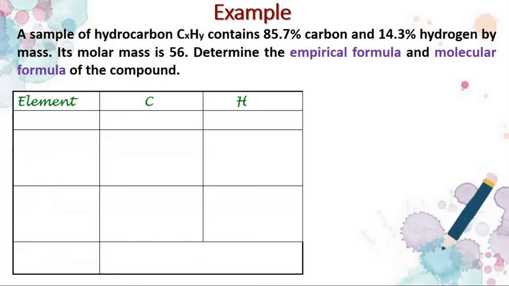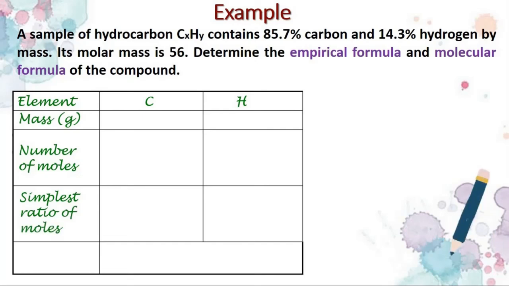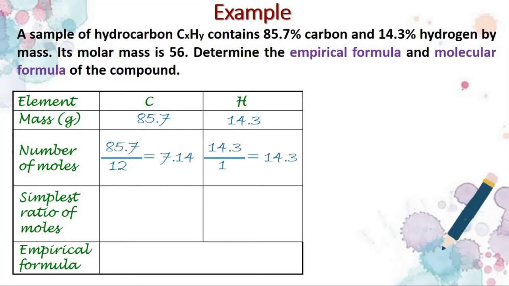In order to get the empirical formula, we need to have the mass, number of moles, and the simplest ratio of the moles of the elements. Based on the question, we know that the mass of carbon is 85.7 and the mass of hydrogen is 14.3. Convert the mass into the number of moles by dividing by its atomic mass. So you get that the number of moles of carbon is 7.14, whereas the number of moles of hydrogen is 14.3.